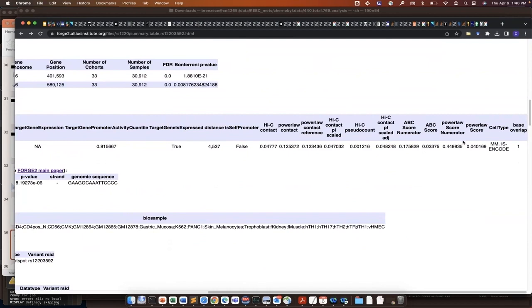Let's look at chromatin looping. This is the activity by contact information, and here you can see it loops to the IRF4 promoter. So this particular variant is looping to an IRF4 promoter. Does it tell you what cell type that looping was done in? Correct. It tells you here, but the cell type is a bit cryptic. It's in MM1S encode. So we need to have a look at what that particular cell type is.